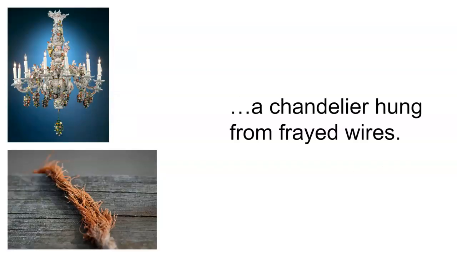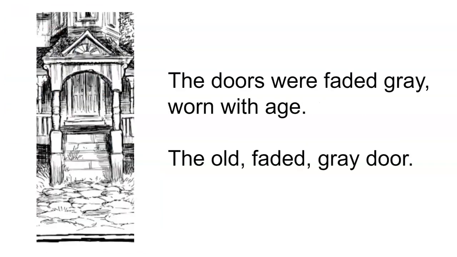So all these different ways that the author uses to write are a little bit different, right? A lot of times we expect to see the description right before the word, like brown dog, but that's not entirely the case. And so the very first question you're going to think about today is looking at these two sentences. The doors were faded gray, worn with age. The old faded gray door.